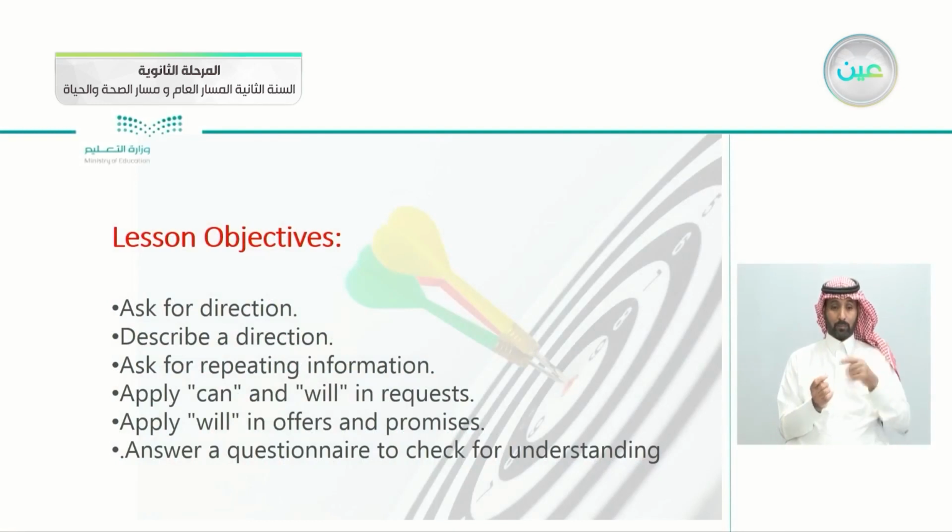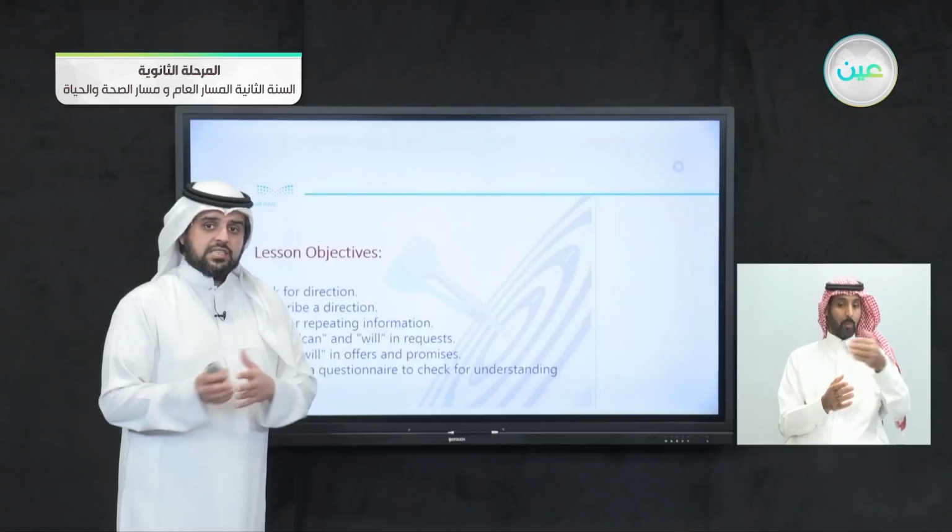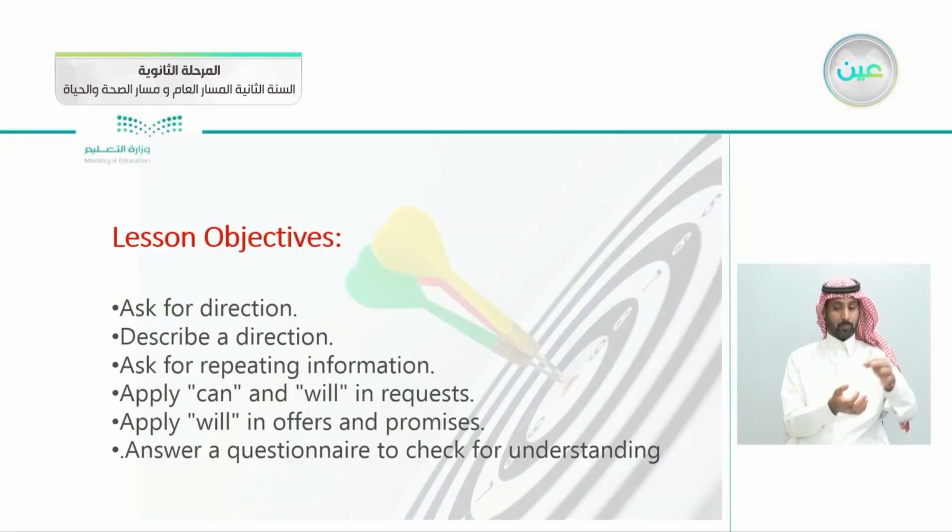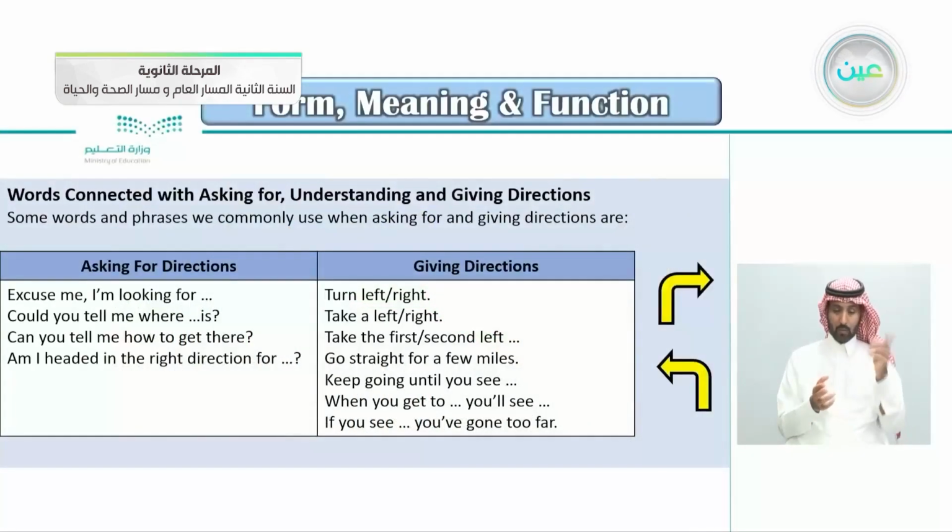So these are today's objectives for the form, meaning, and function. We'll be talking about directions, how to go to places. Ask for directions, describe a direction, ask for repeating information, apply can and will in requests, apply will in offers and promises, answer a question, and check for understanding. The first part of the lesson is words connected with asking for, understanding, and giving directions. These are all words related to directions.